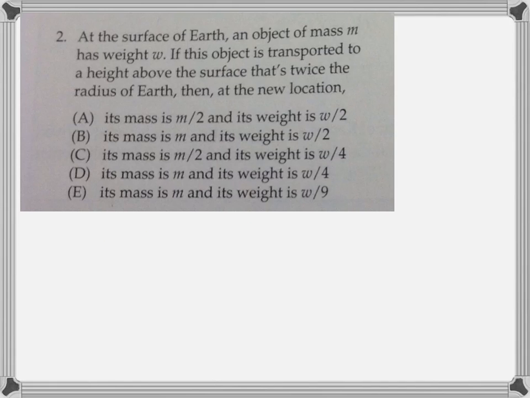For number 2, it says that at the surface of the Earth, an object of mass m has weight w. If this object is transported to a height above the surface that's twice the radius of the Earth, then at the new location, which of the following? For this one, you might want to draw it out because you can make easy mistakes. First of all, they tell you that you are at the surface of the Earth, and then you weigh w. And then you're going to move 2 times the radius of the Earth. That means your new radius isn't 2 times the radius of the Earth. You're going to move 2 times the radius of the Earth further away. So that means your total r is 3 times the radius of the Earth, where you were originally just at the radius of the Earth.